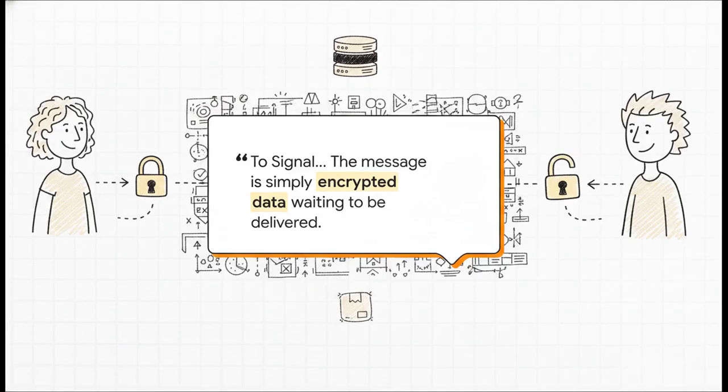Which brings us to this incredibly powerful reality. Throughout this entire transit, Signal servers are literally just a blind courier service. They receive the package, they might hold it if Bob is offline, and they forward it when he's ready. But they never possess the keys to open it. To Signal, Alice's highly confidential meeting update is simply mathematical gibberish waiting to be delivered.